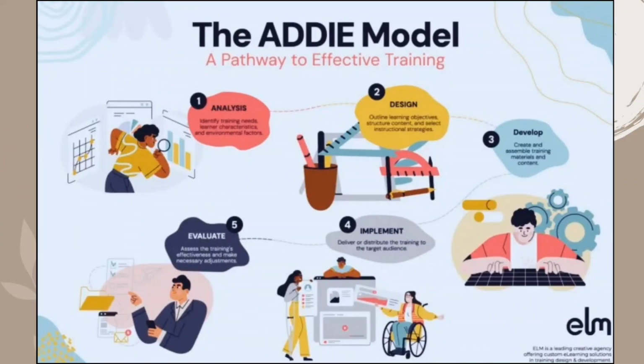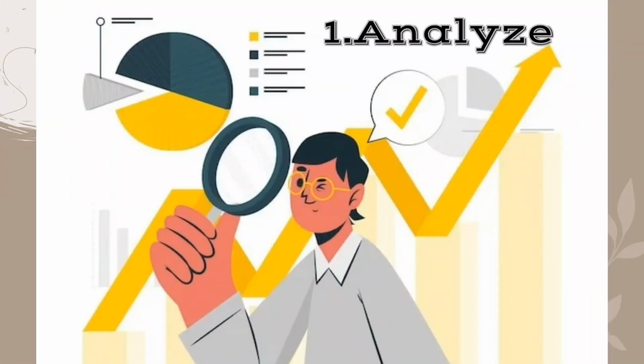The ADDIE model is a systematic instructional design framework used to guide the process of creating education and training programs. It serves as a comprehensive roadmap for instructional designers and training developers. So these are the key phases of the ADDIE model. Let's dive in. The first phase is analyze.